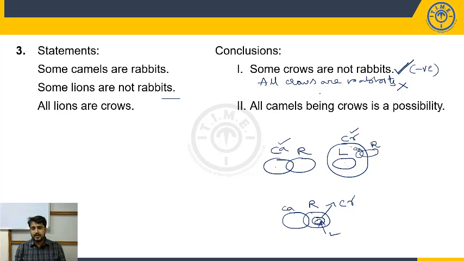So in this alternate diagram, I am able to prove all camels being crows is possible. Is it possible? Yes. Even he is saying possible. So it is true. So 1 follows and 2 follows. So my answer is choice 5. Both 1 and 2 follow.